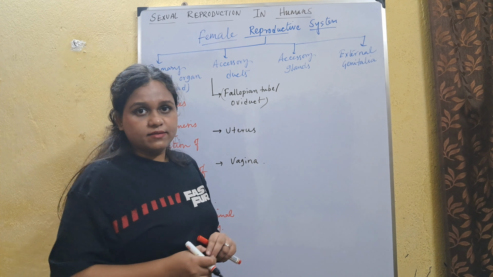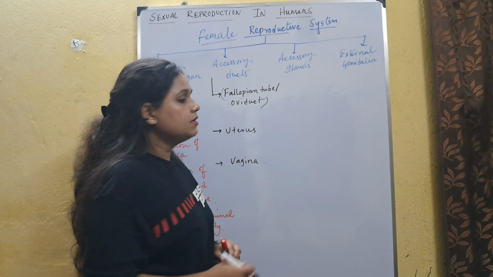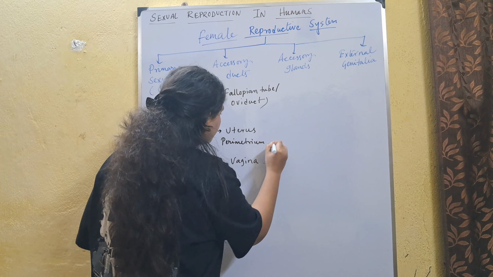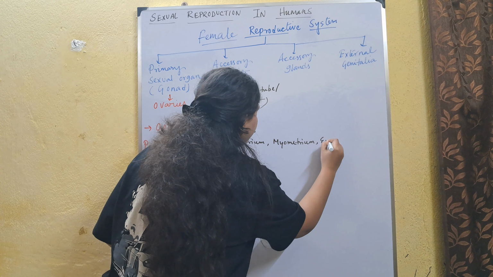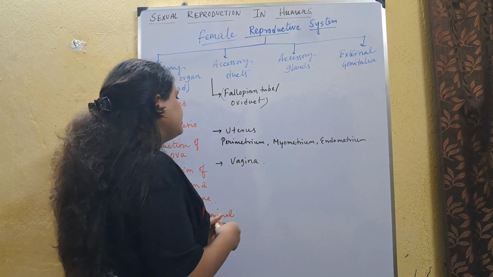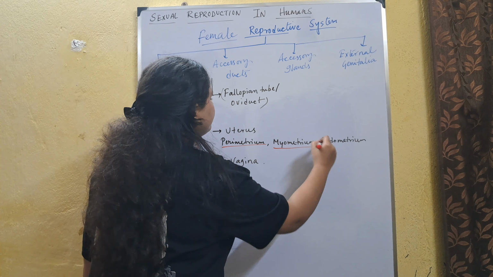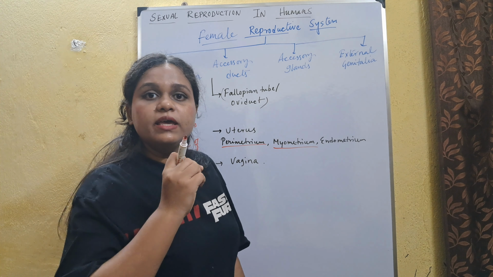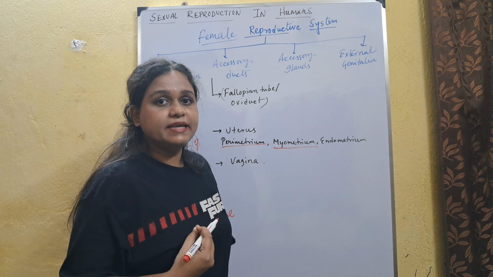The uterus is another duct, which has three main layers: the perimetrium, myometrium, and the endometrium. The perimetrium is the outermost layer of the uterus. The myometrium is the muscular layer of the uterus, and the endometrium is the innermost layer of the uterus, where the implantation of the fertilized egg occurs.